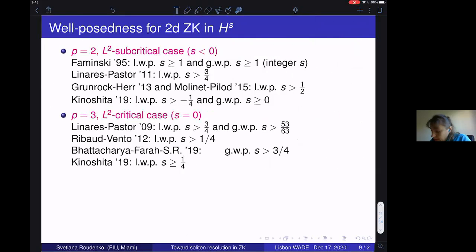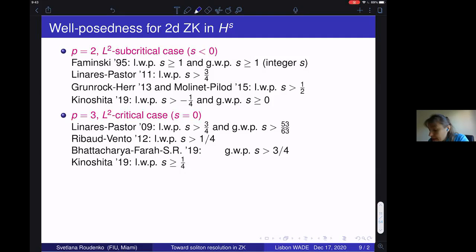Now let's look at p equals 3. This is where we have cubic nonlinearity, like in KdV, that would be the modified KdV, or sometimes for 2 dimensions it's also called the modified Zakharov-Kuznetsov equation. So it is a critical case. Critical case means that there is a delicate balance between the focusing power and the defocusing Laplacian.